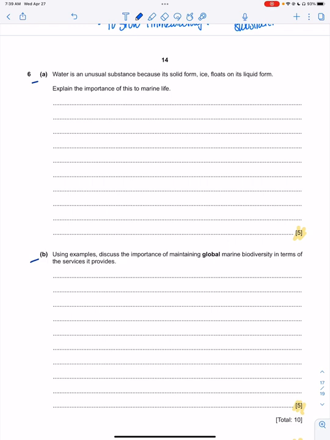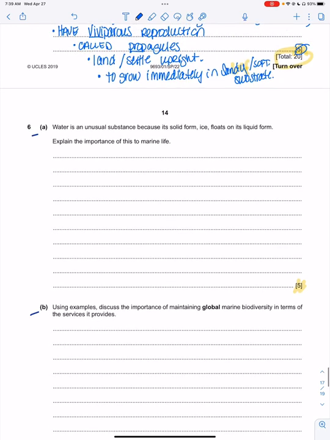I did this water question at the beginning of the year. Water is an unusual substance. It is the only solid of its molecule where its solid is less dense than its liquid form. That's because of density. Explain why this is important to marine life. So we'll need to consider how it's helpful. This was 3.2.